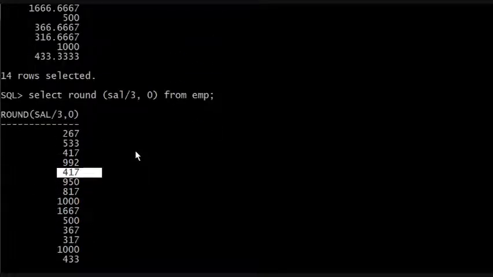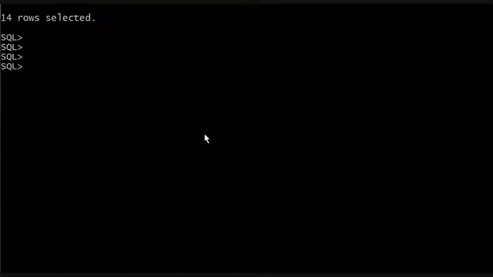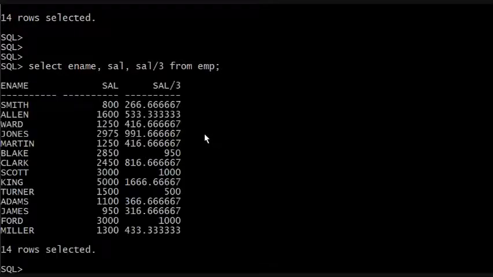All right. So of course now we can see we can do an alias right here. So let's say somebody asks you, hey, give me everybody's name, their salary, and a third of their salary. Ename, sal, comma, space, sal divided by 3 from EMP, right? So you're going to have their name, their salary, and a third of their salary. For whatever reason, this is what you want to see. Let me see a third of what everybody makes. So Smith makes 800, and a third of what he or she makes is 266.6666 repeating.